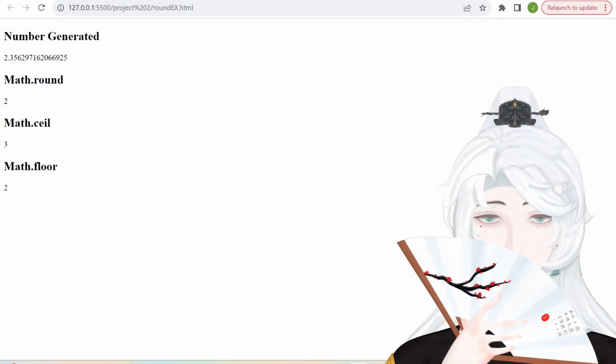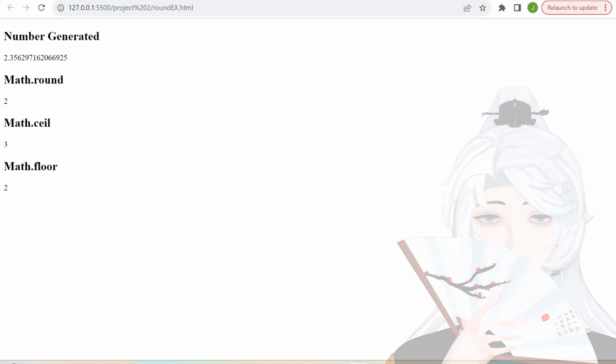The number generated, let's say for short, 2.35. So when rounded, you'll round to 2 because 3 is less than 5. And then when using ceil, it'll become 3 because no matter the decimal, you'll round up. And then for math floor, it rounds down to 2 because no matter the decimal, it rounds down.